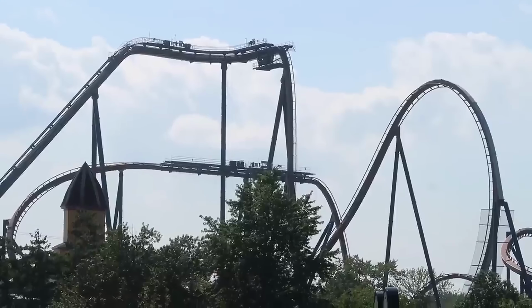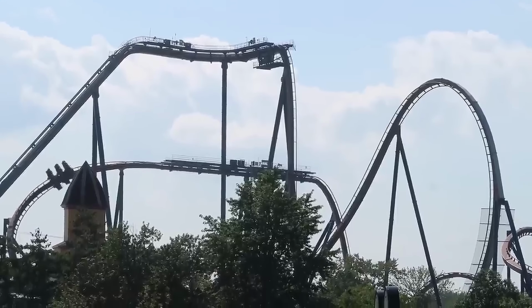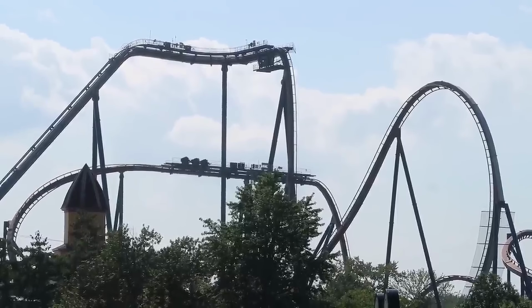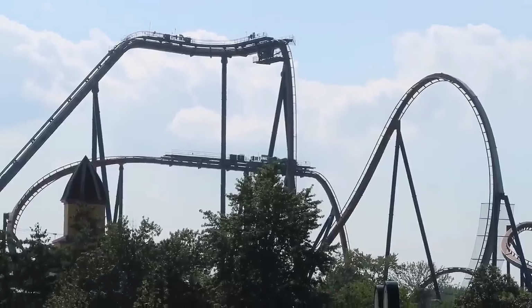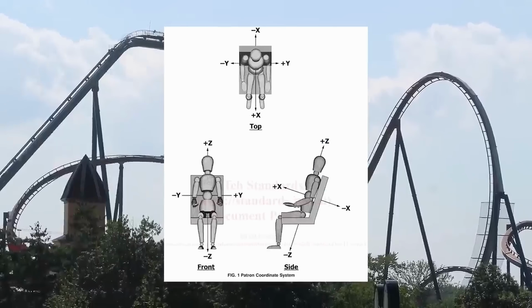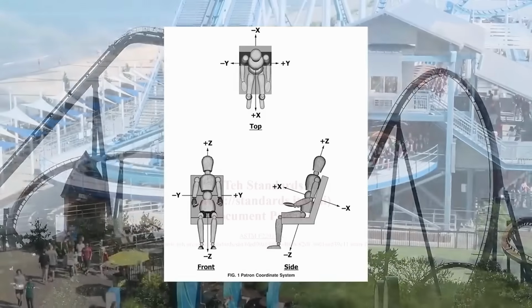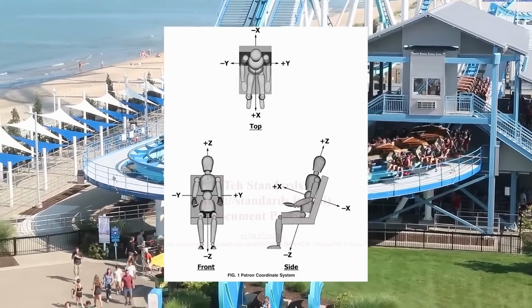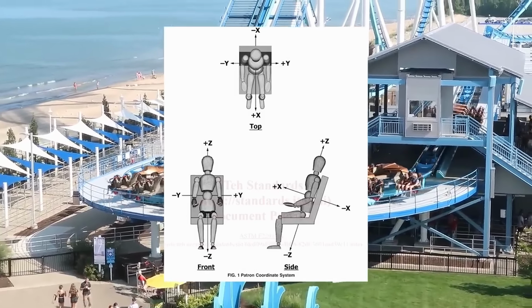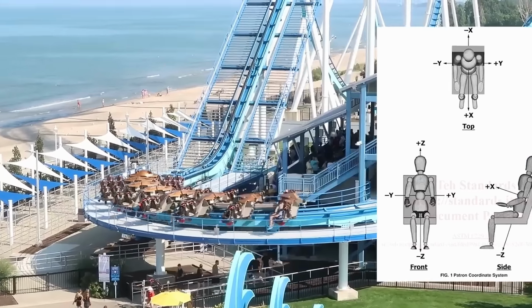It's important to remember that G-forces are just a measure of acceleration, and so for simplicity, ASTM breaks the different axes riders will be exposed to G-forces into X, Y, and Z. X being forwards and backwards relative to a rider's eyes, Y being left and right relative to a rider's eyes, and Z being up and down relative to a rider's eyes.